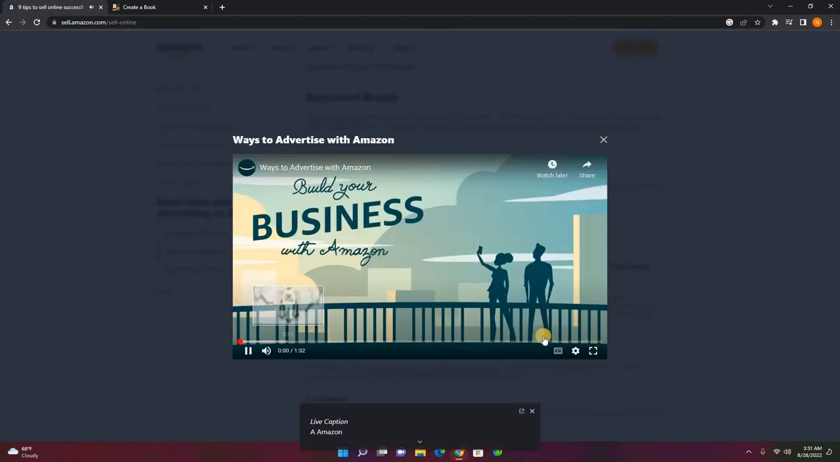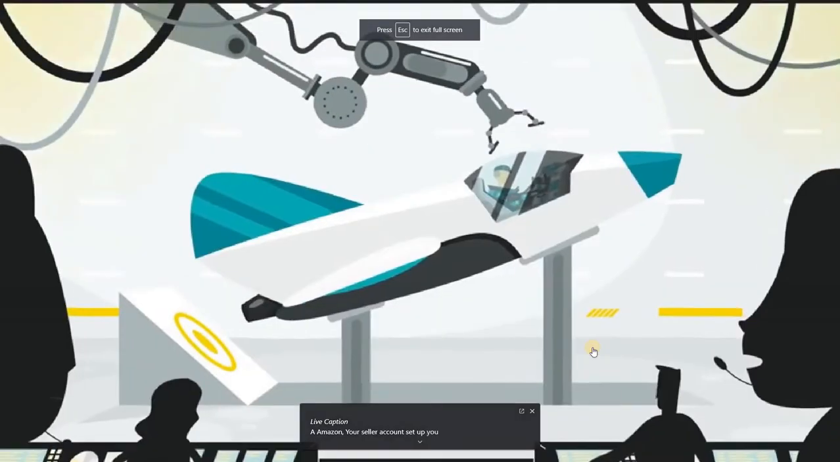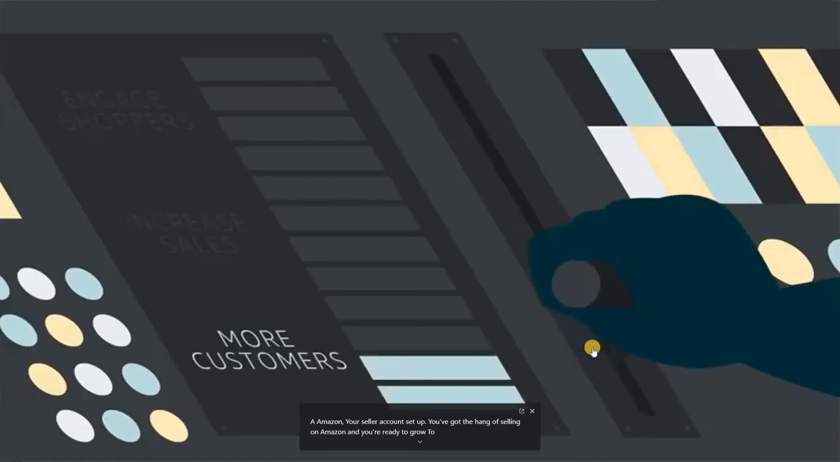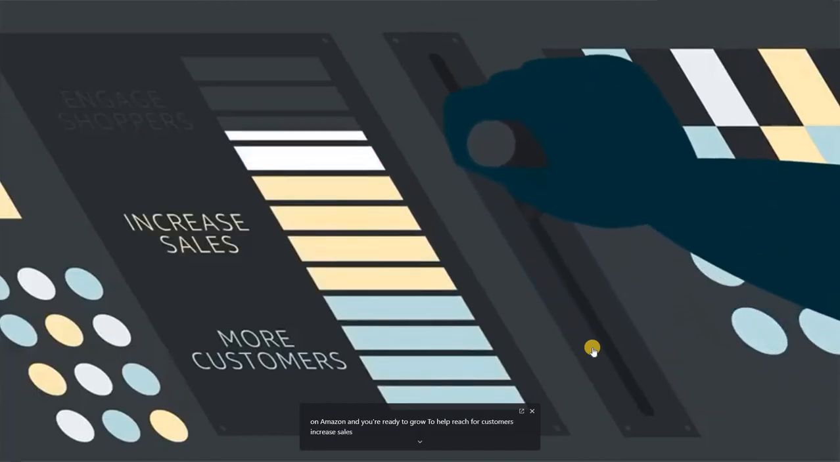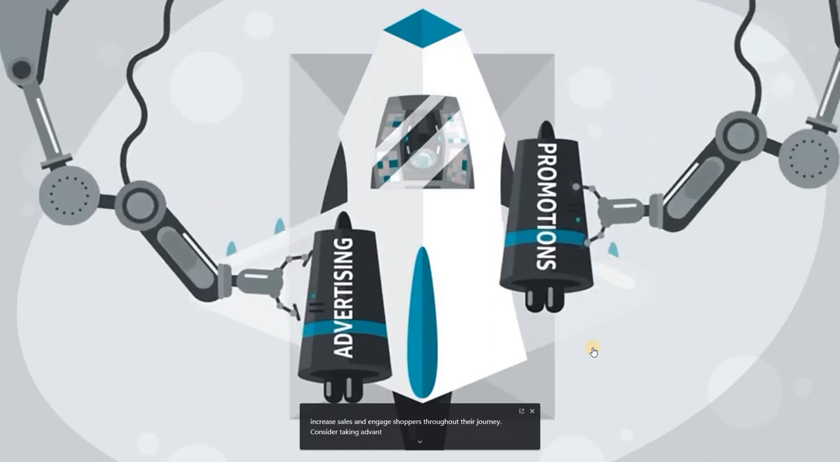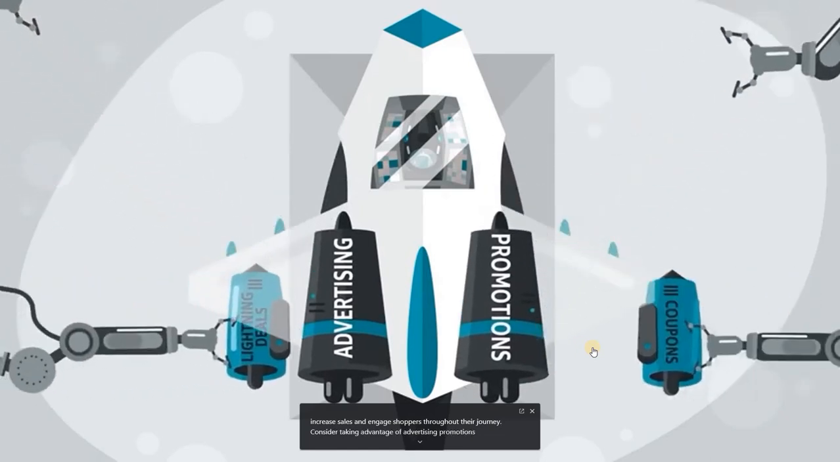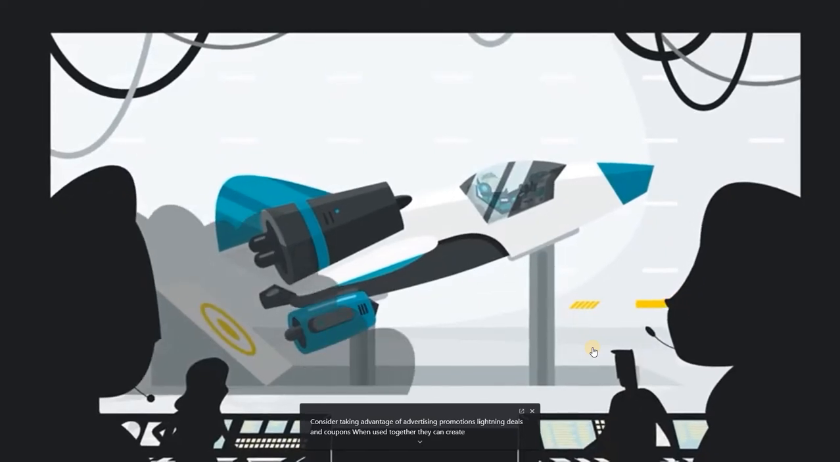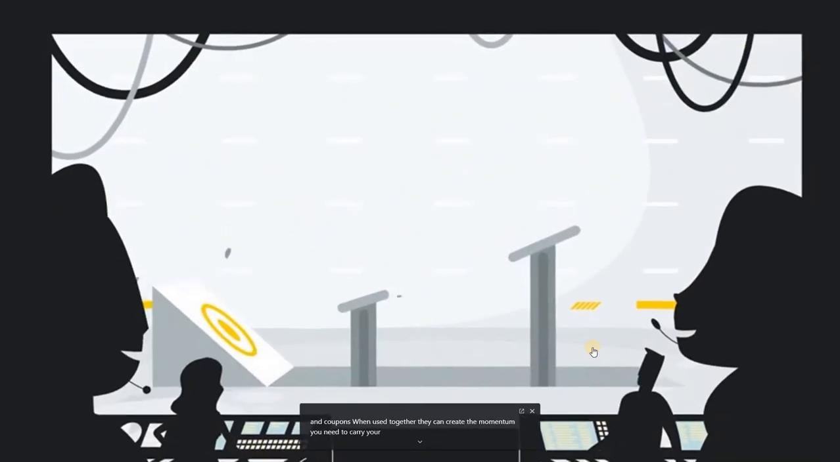Your Amazon seller account is set up, you've got the hang of selling on Amazon, and you're ready to grow. Ready for takeoff. To help reach more customers, increase sales, and engage shoppers throughout their journey, consider taking advantage of advertising, promotions, lightning deals, and coupons. When used together, they can create the momentum you need to carry your business to new heights.